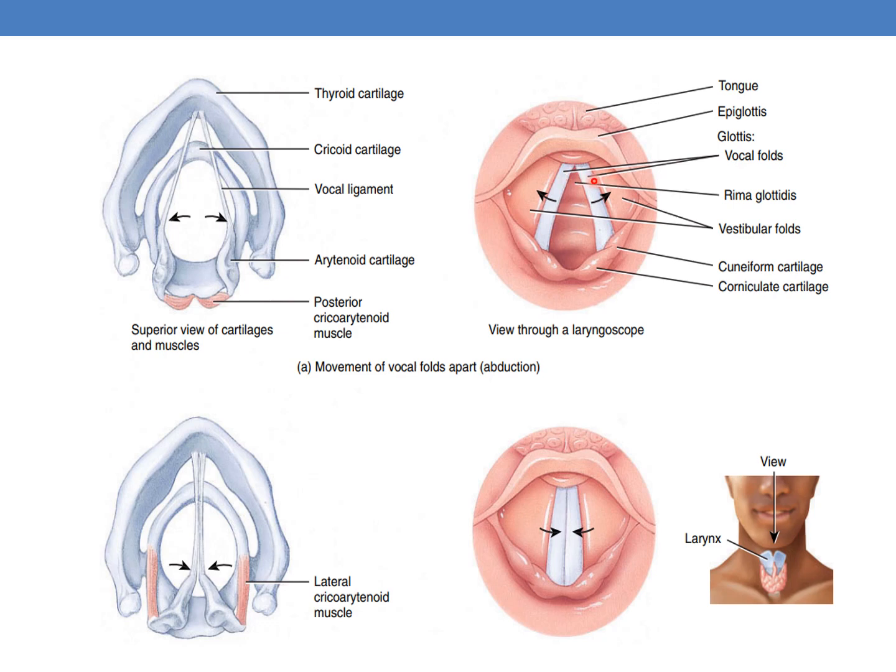These are the vocal folds, and the white ones are the vocal folds or true vocal cords. The space between the vocal folds is the rima glottis. And these two are the vestibular folds or false vocal cords. This one is the cuneiform cartilage and this one is the corniculate cartilage.